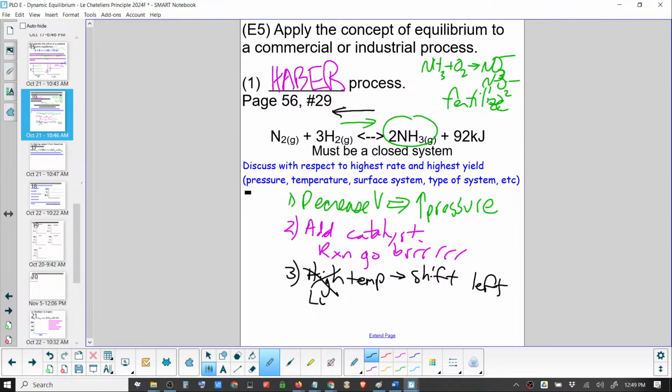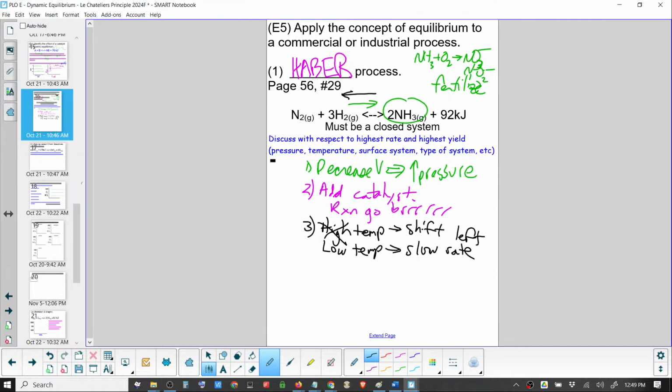If you have low temp, you have a slow rate. If you do it at room temperature, sure, you get ammonia, but you'll get a tiny little thimbleful from a huge reaction vessel every couple of hours, and that's not nearly enough. So you just pick a medium temperature to adjust for both. And by medium, they mean 500 degrees Celsius. So that's a fast enough rate, and it's not shifted left enough that you can still get products.